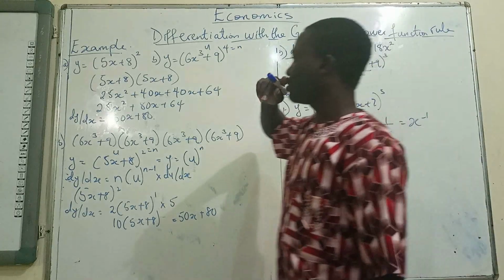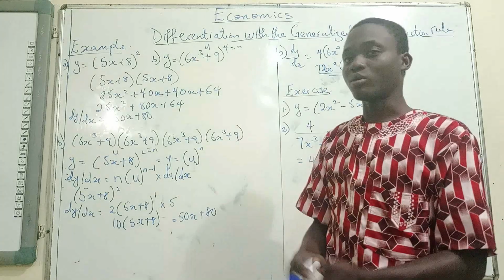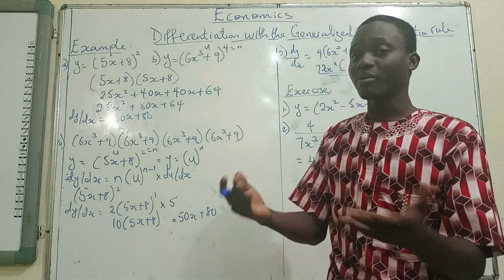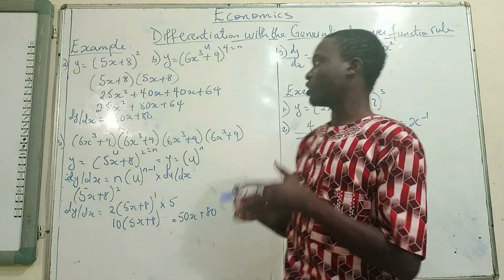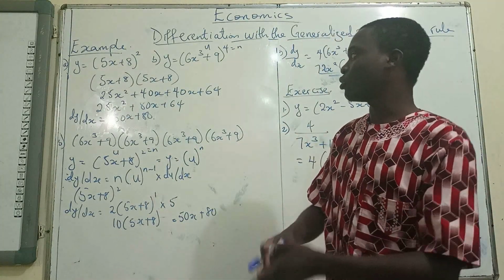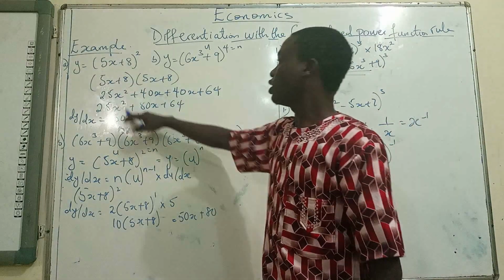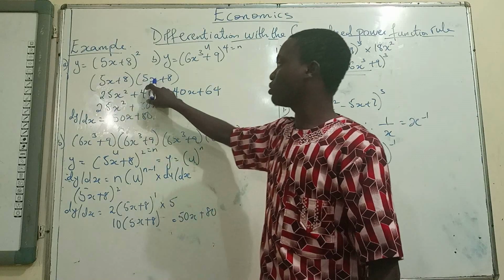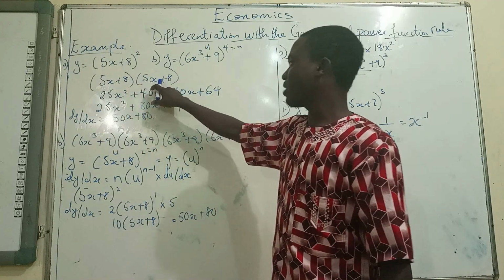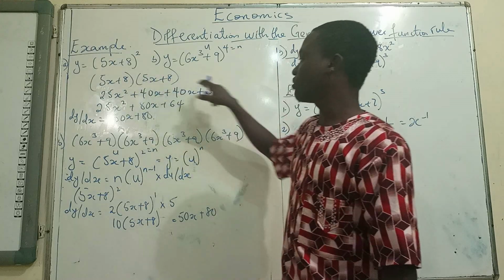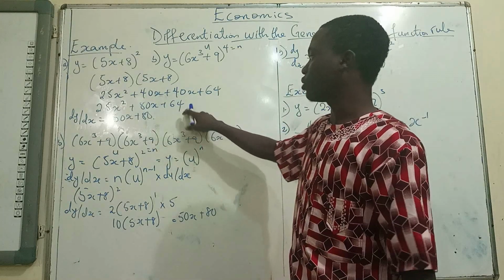Now what we have to do is, this is kind of easy because you could just use the basic form of differentiation, which is to just expand this, because this is raised to power 2. So you can just do 5x plus 8 multiplied by 5x plus 8. When you do the multiplication, this times this gives you 25x squared, 5x times 8 gives you 40x, 8 times 5x gives you 40x, then 8 times 8 gives you 64. Now this is 25x squared plus 80x, then plus 64.